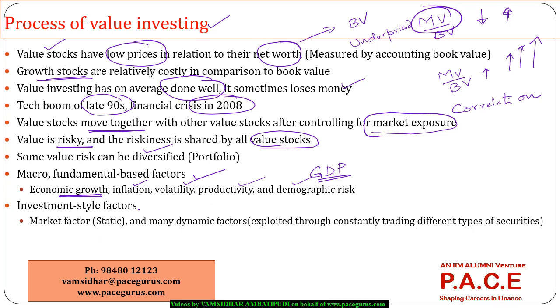Whereas there is another set of factors called investment style factors, where we talk about how the market is moving, which is more like a static factor. But various types of dynamic factors are also there from the investment strategy or style perspective. So we keep changing the styles of investment from time to time. The composition of the securities which we are investing in keeps changing from time to time. That is what we associate with investment style factors. So this is how value investing typically happens.